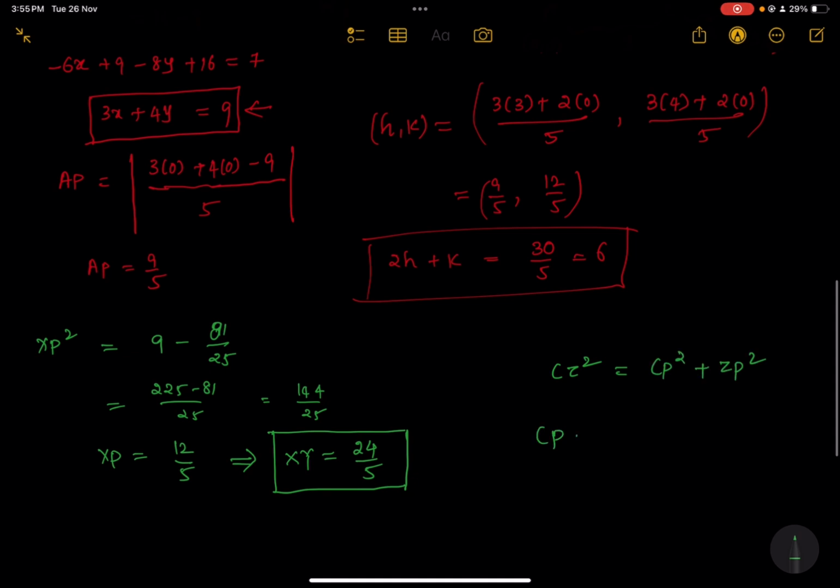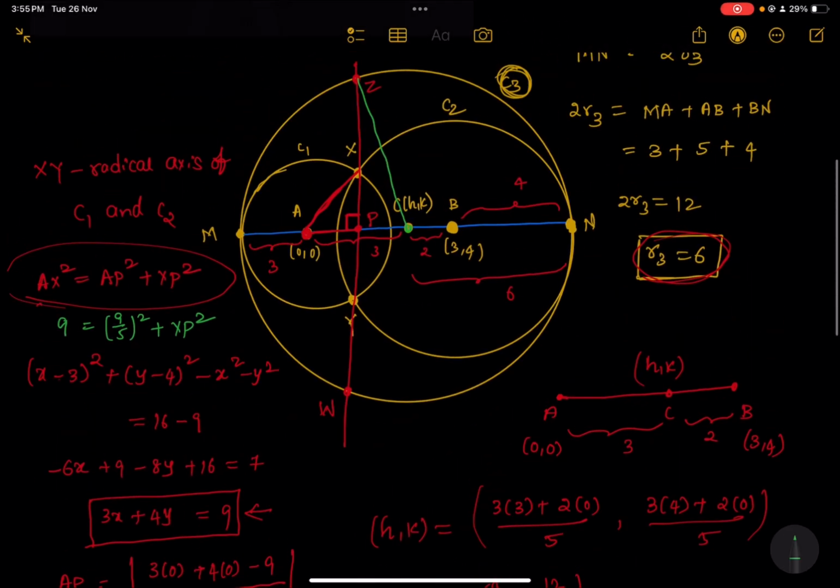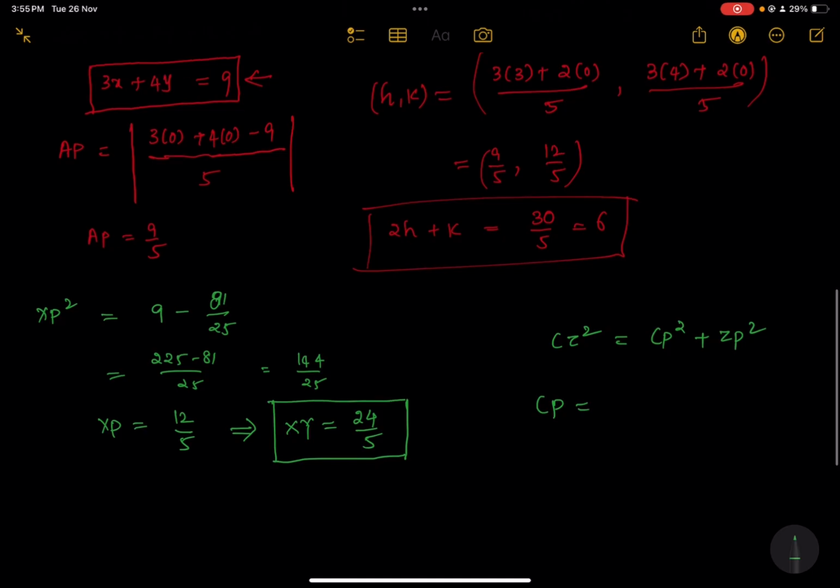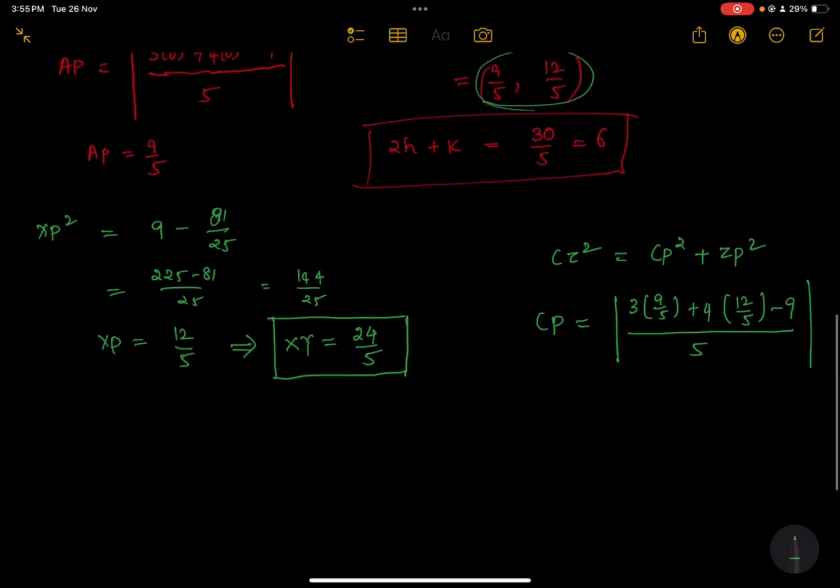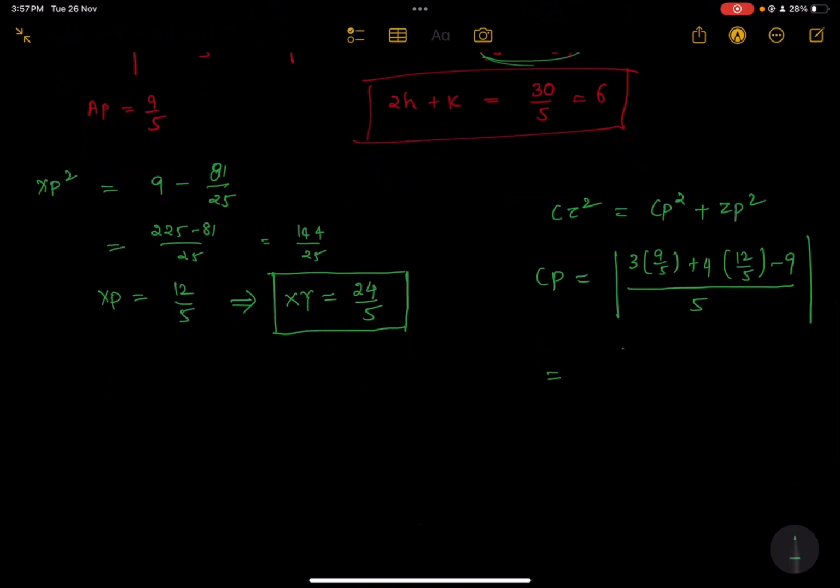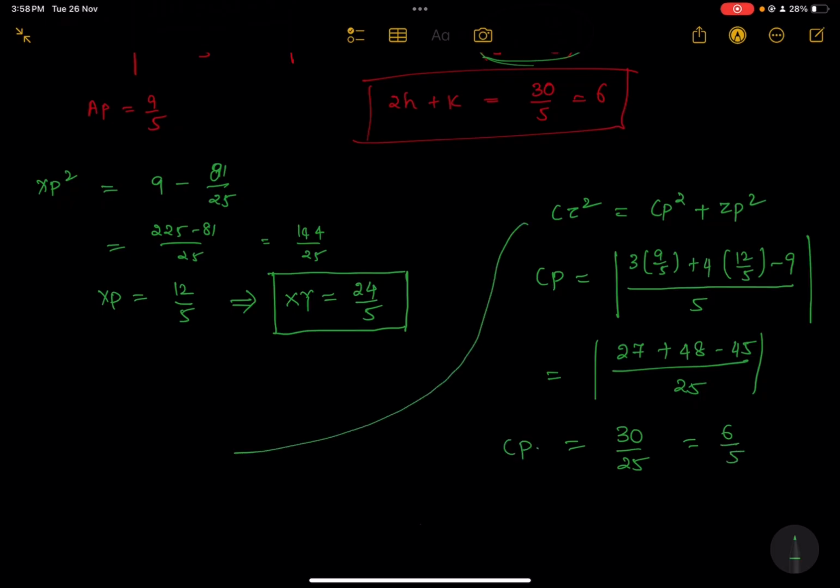Now let us find out CP. CP is the perpendicular distance from C to this particular line. So CP is 3 into 9 by 5 plus 4 into 12 by 5 minus 9. I am just substituting the value of C in this equation, by root of 3 square plus 4 square, which is 5. So this is 27 plus 48 minus 45 by 25. So that is 30 by 25. So this is 6 by 5. So this is CP.